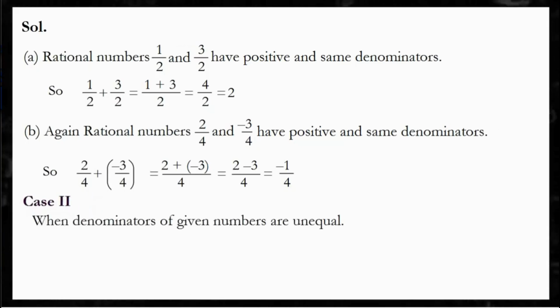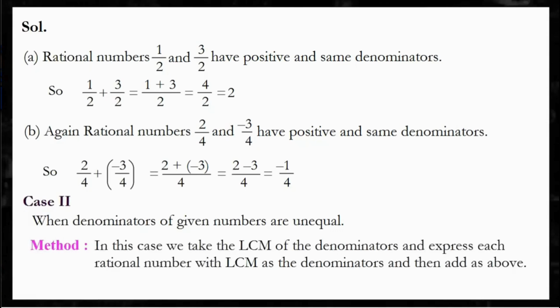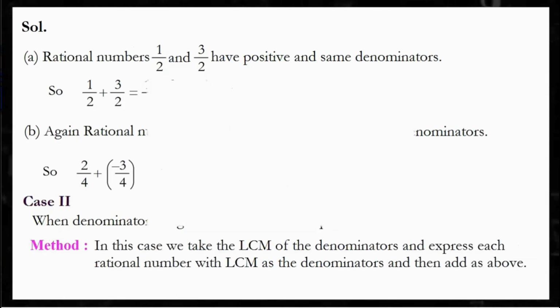Case 2. When denominators of given numbers are unequal. Method. In this case, we take the LCM of the denominators and express each rational number with LCM as the denominator, and then add as above.